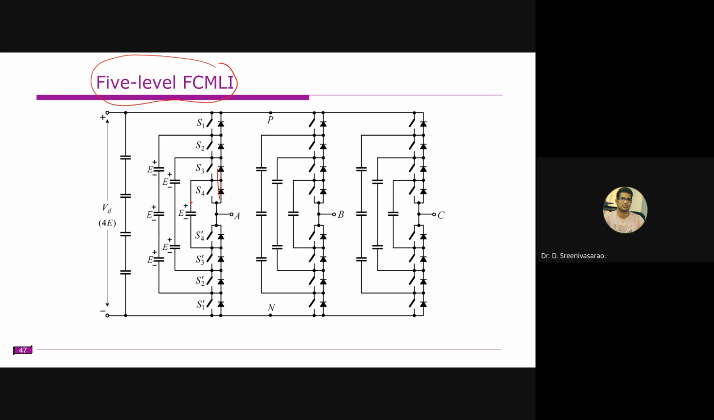But we have some applications like traction drives. In the case of traction, we need frequent regeneration. Regeneration means the power needs to be fed to the grid. For example, the train is moving, or the train is coasting or decelerating, or we have a down gradient. Due to that also, the kinetic energy stored in the wheels can be fed back to the supply, or to the grid side.